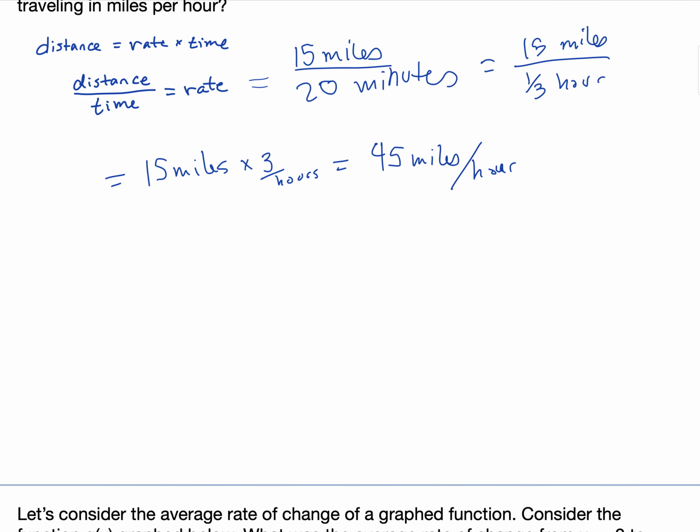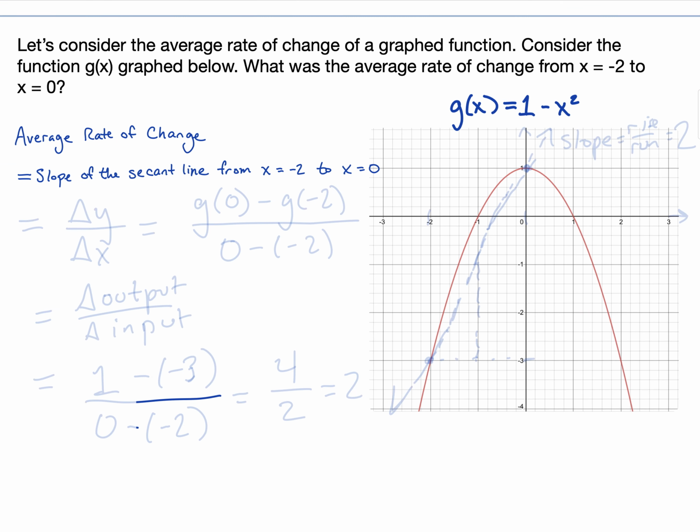Let's consider the average rate of change of a graphed function. Consider the graph of g of x below, where g of x is equal to the function 1 minus x squared. What is the average rate of change from x equals -2 to x equals 0? The average rate of change is equal to the slope of the secant line between x equals -2 and x equals 0. Here is x equals -2, and x equals 0, so here's the function at those points.